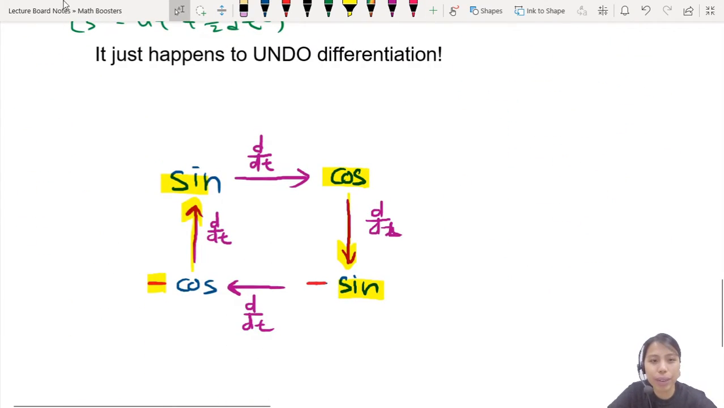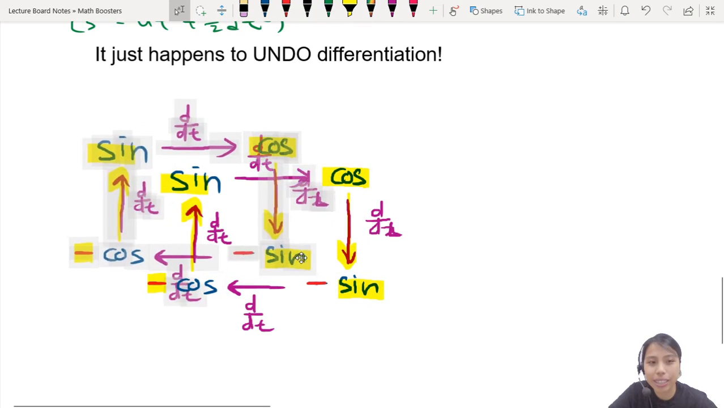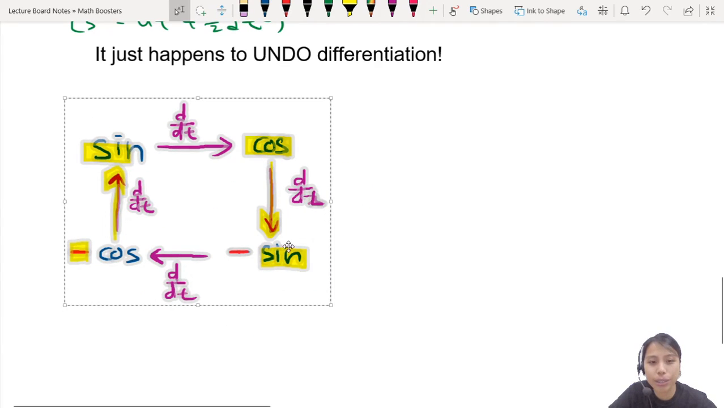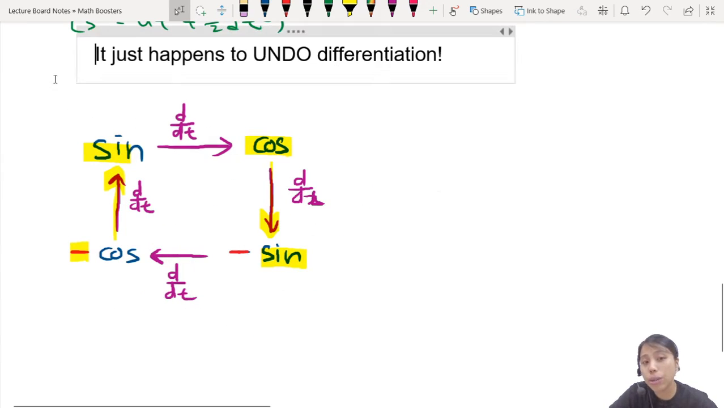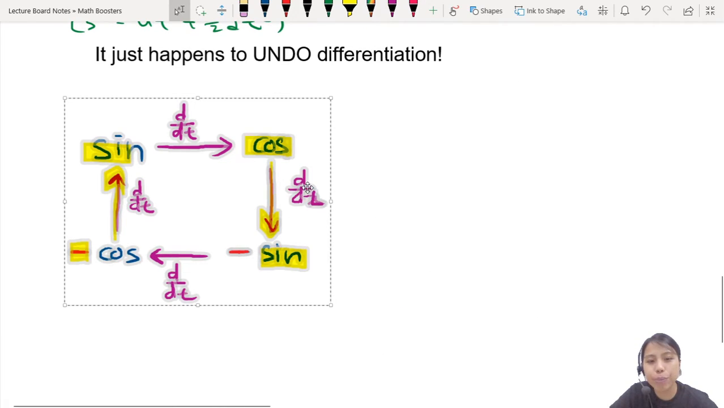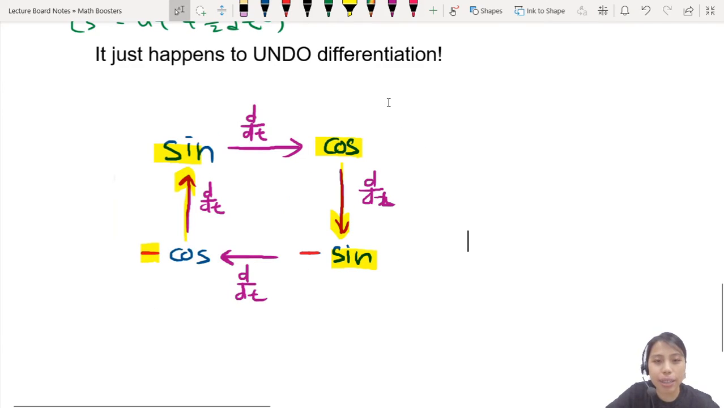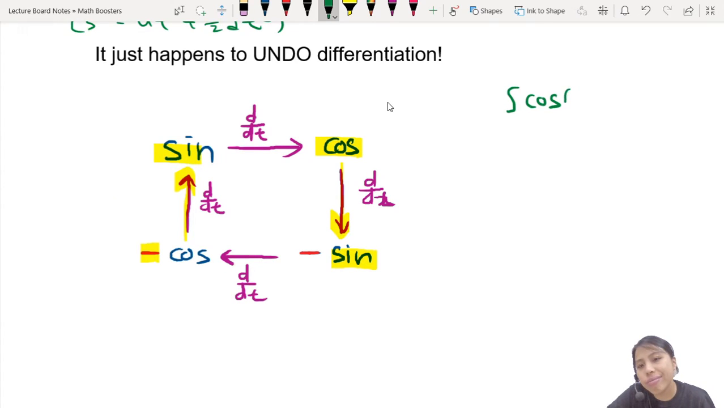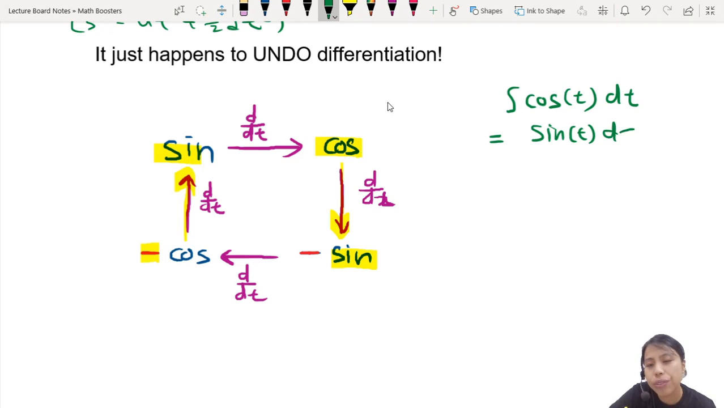For example, your favorite one, remember this? Sine and cos, sine and cos. You differentiate sine, you get cos. You differentiate cos, you can reverse this whole thing. So if you want to upgrade this picture, let's add some integration. So it means if you integrate cos t with respect to t, you should get what? Sine t. Because you reverse.